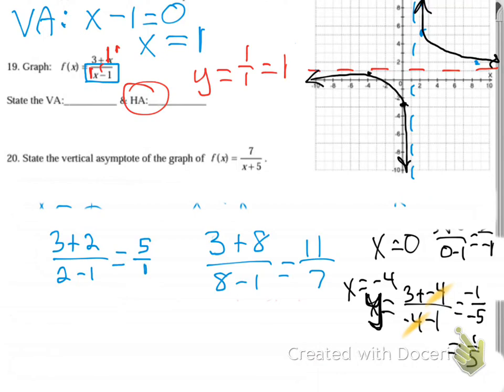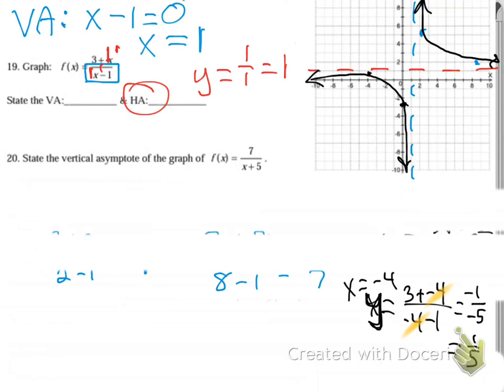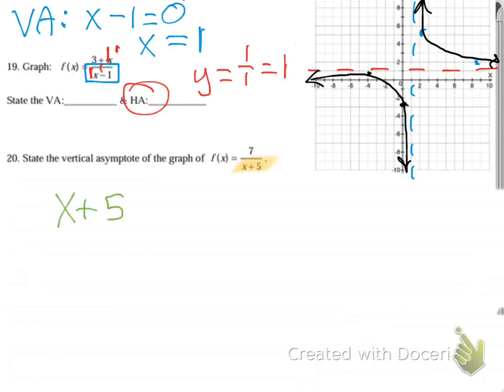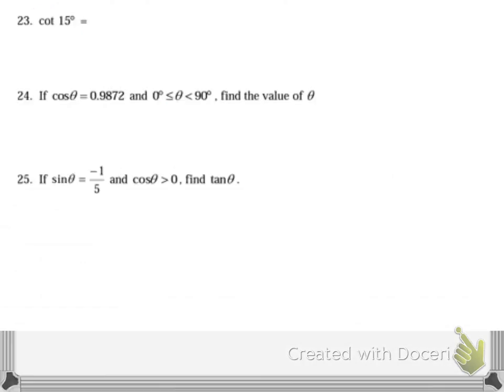State the vertical asymptotes of the graph of f of x equals 7 over x plus 5. The vertical asymptotes are the ones where I'm just looking at the bottom. So all I'm interested in is x plus 5, and I don't want it to be 0. X plus 5 equals 0. I'm going to have a vertical asymptote where x equals negative 5. I am moving on, so again, pause it if you need to write this down.